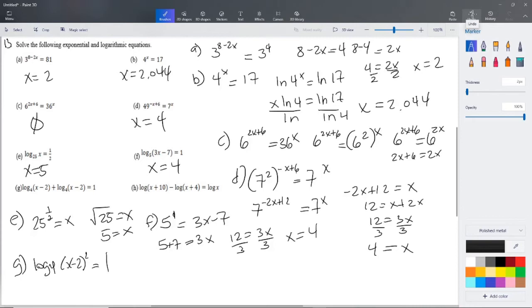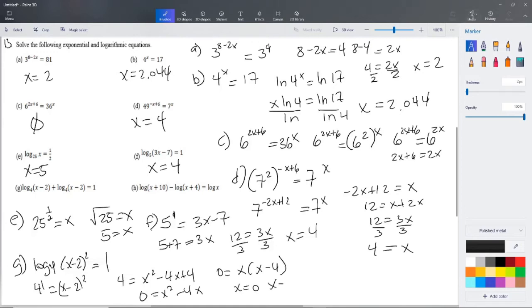I think we can use this, because what this means is 4 to the power of 1 is equal to x minus 2 squared. Now x minus 2 squared is the same as x squared minus 4x plus 4. And if we bring this 4 from the left to the right, that 4 and this 4 cancel each other out. What we're going to get instead is that 0 equals x squared minus 4x. Now, if we factor an x out of that, we have x times x minus 4, which tells us the answer is going to be x equals 0 and x equals 4.